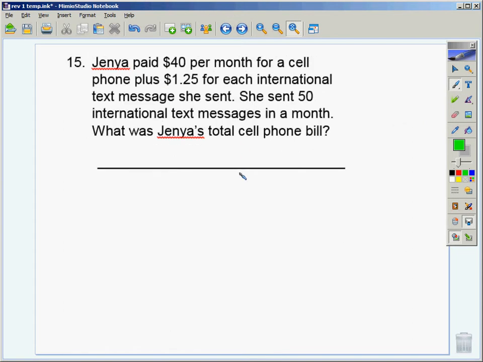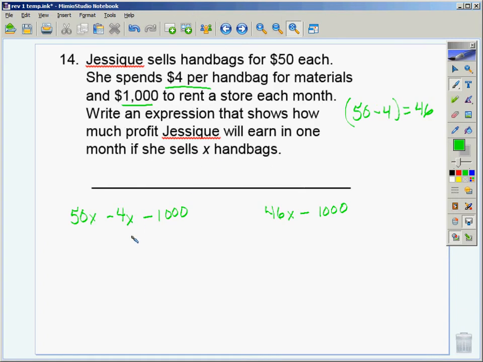Is it okay if you didn't put an X before? It's okay if you didn't put an x, so long as you put what? Whatever variable you used for the 50, you've got to use the same thing on the 4. If you use B, you better use B. If you use H for handbags, you better use H, because they are the same number.